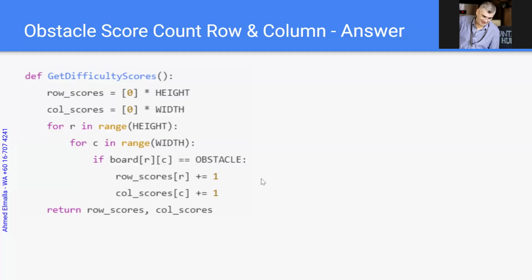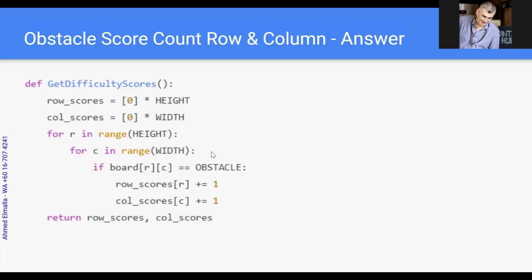So, let me try to resume answering here how we get the difficulty score for actually both the row and the column. If you would like to do that in one function, I would say that we can do it this way. So, we initialize the row scores array, and it should be according to the height.